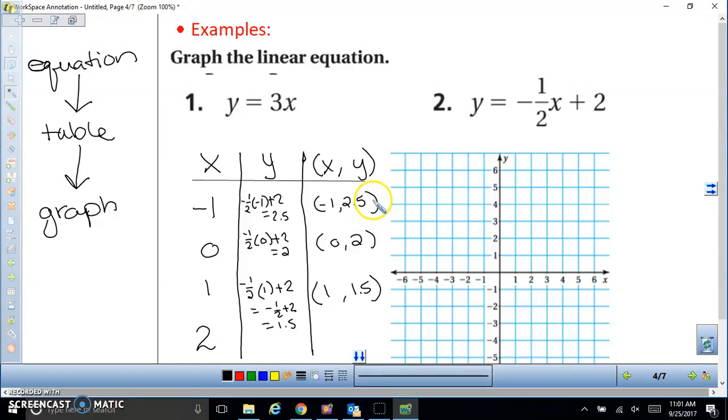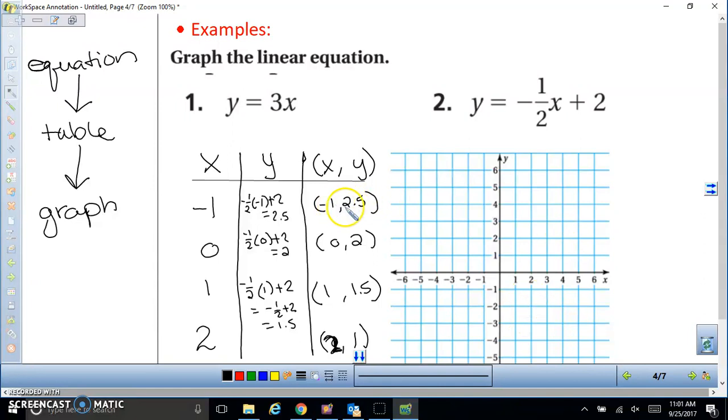Do you guys see the pattern that's going on in our table? We're going down by halves. I can already say that this one is going to be 2 comma 1. Now we're ready to graph.